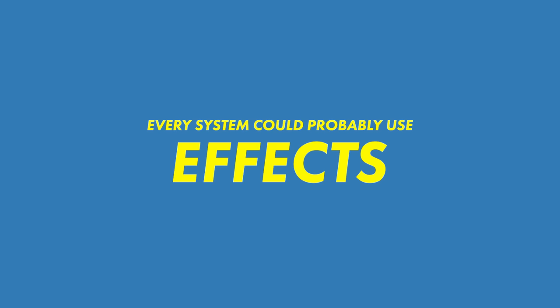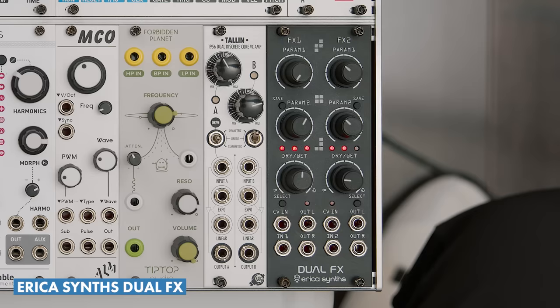Moving on to effects, there's tons to choose from in Eurorack, but again, I'm picking out one module that does a lot for its size, so that's the Erica Synths Dual Effects here. It's two channels that you can use either independently or together, and each one has 8 possible algorithms, a lot of different flavors of delay and reverb. There's a crusher and a pitch shifter.